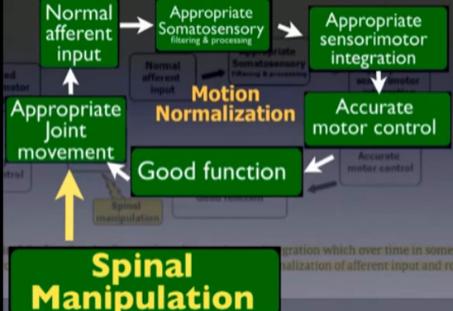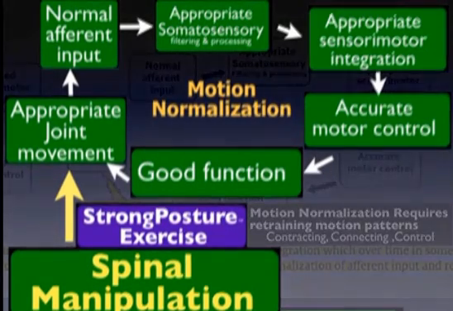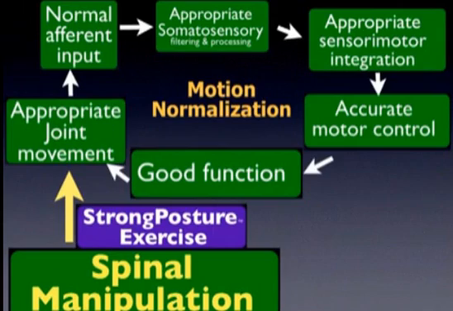However, in the absence of something normalizing motion, people will tend to move in old patterns of movement. If you want to normalize motion, you need to retrain contracting muscles as well as connecting ligaments, fascia, and tendons, as well as the neurologic control systems. We call this strong posture exercise.